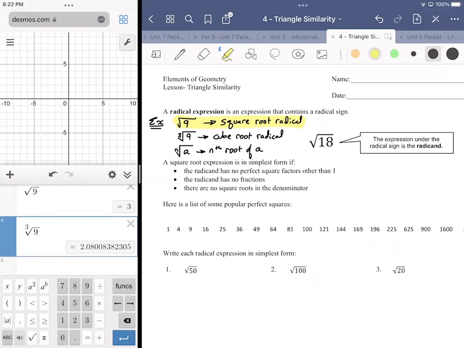So, a couple of bullet points. A square root expression is in simplest form if the radicand has no perfect square factors other than 1. And that's what we call the trivial case. The radicand has no fractions. There are no square roots in the denominator.